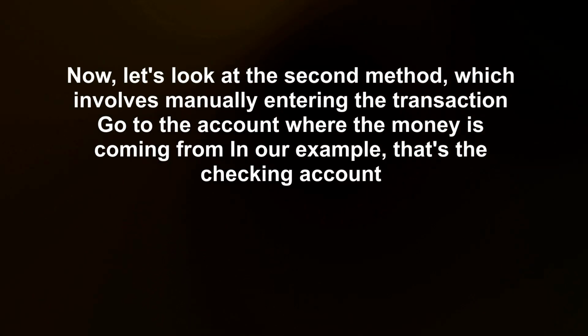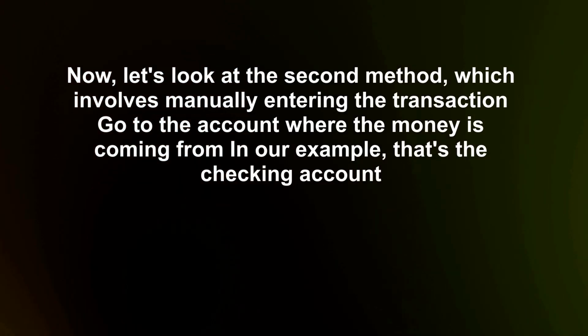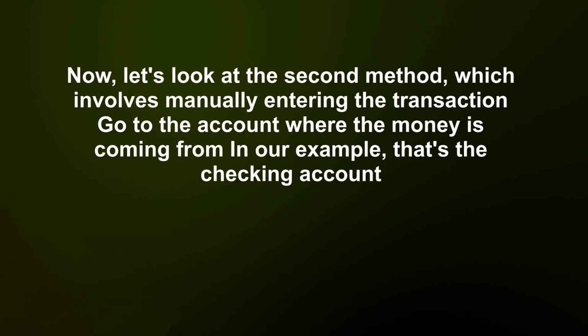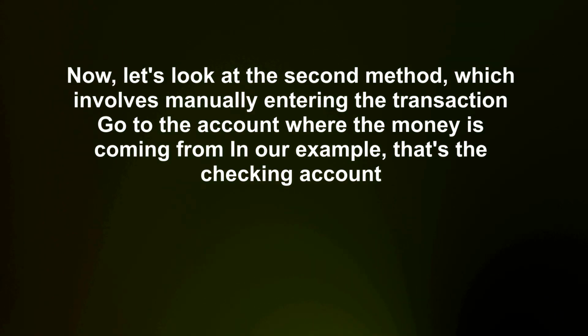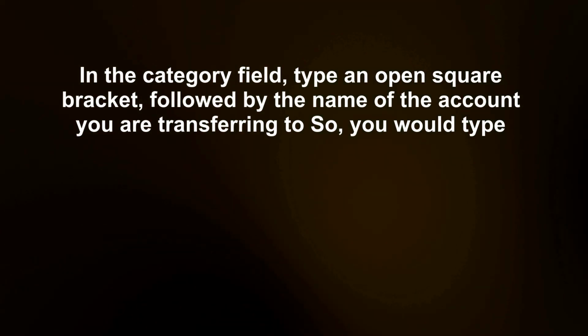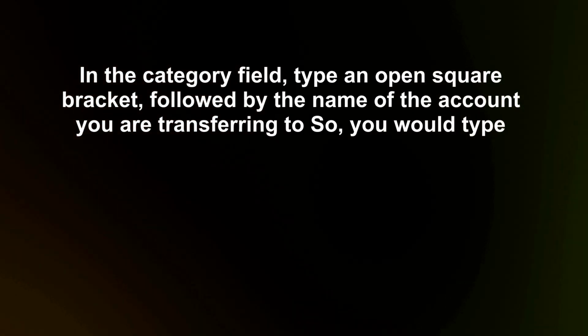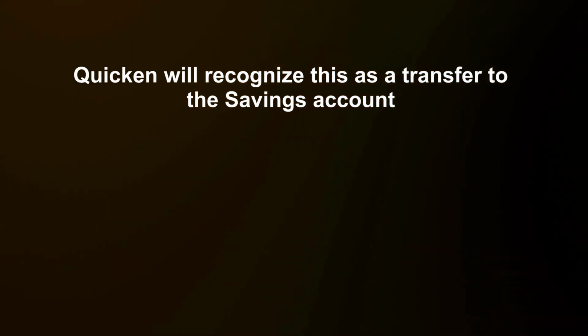Now, let's look at the second method, which involves manually entering the transaction. Go to the account where the money is coming from. In our example, that's the checking account. In the category field, type in an open square bracket, followed by the name of the account you are transferring to. So, you would type the savings account name in brackets. Quicken will recognize this as a transfer to the savings account.